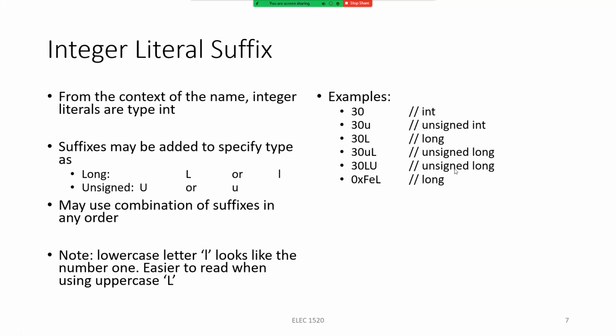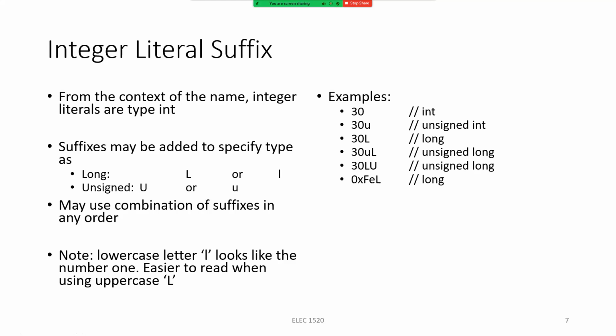If you want to make it an unsigned long, you can say 30UL or 30LU. So this is when we say the combination of suffixes can be in any order. The U can come before the L, or the L can come before the U. You can mix the cases as well.